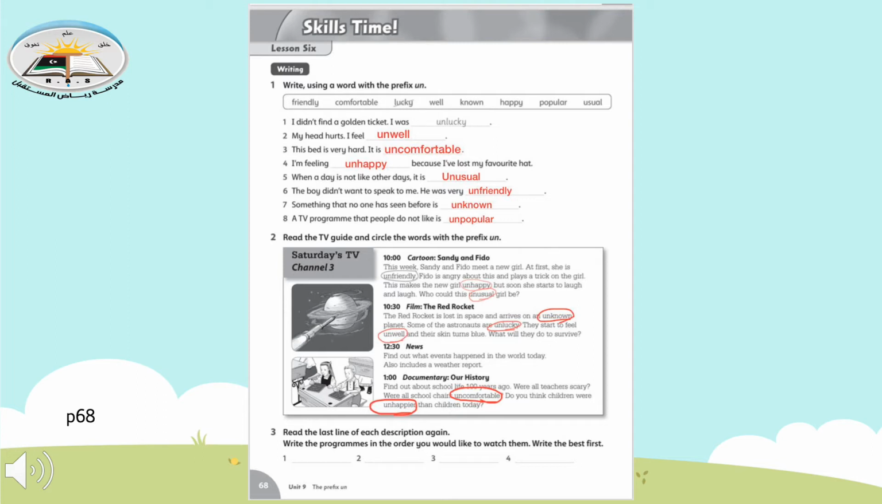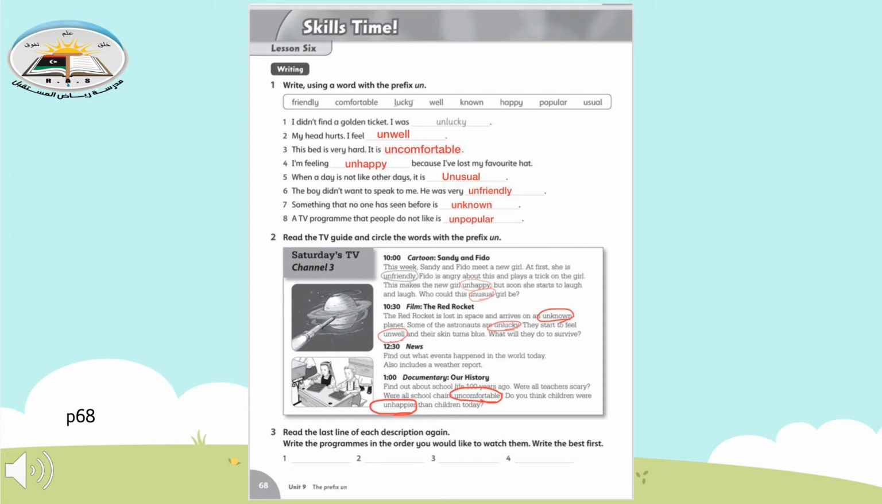Okay, now number 2. We have 10:30 film. The red rocket. The red rocket is lost in space and arrives on an unknown planet. Some of the astronauts are unlucky. They start to feel unwell and their skin turns blue. What will they do to survive? Number 3. 12:30 news. Find out what events happen in the world today. Also includes a weather report.